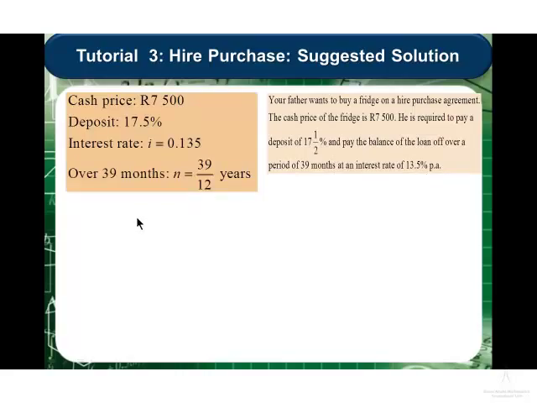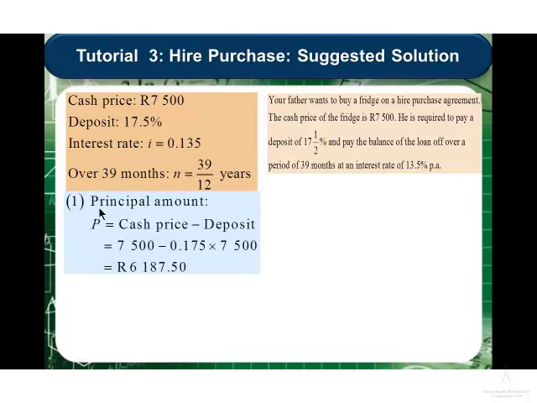Here we have a summary of the pertinent information, and see if you agree. The cash price, of course, 7,500. The deposit, 17.5%. The interest rate that applies in this case is in decimal form 0.135, and 39 months translates to n equal to 39 over 12 years, or interest periods in this particular case.